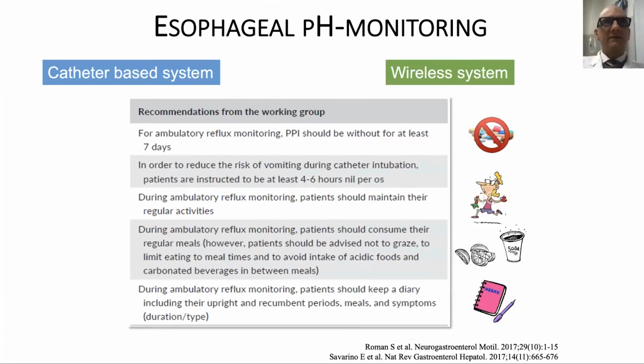In 2017, Sabin Roman, an international working group for GERD diagnosis, updated the Porto consensus in a paper published in Neurogastroenterology and Motility. They report important indications both for patient and clinician. First, PPI should be discontinued at least 7 days before the test of PPI evaluation. Patients should respect the overnight fast period and not drink or eat for 6 hours before the test, and during the test, patients should maintain their regular activity.